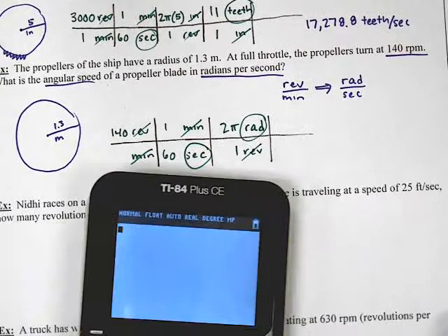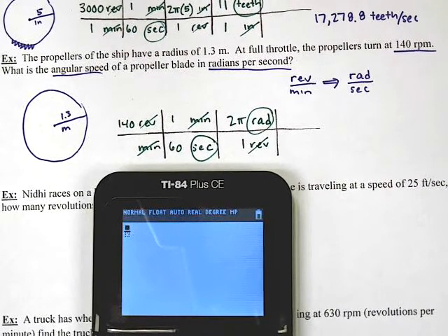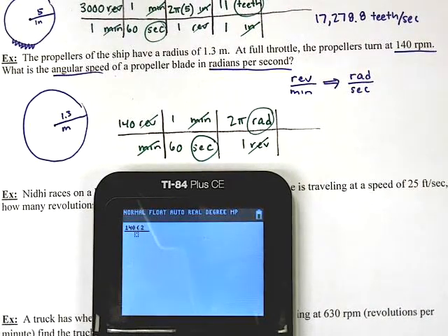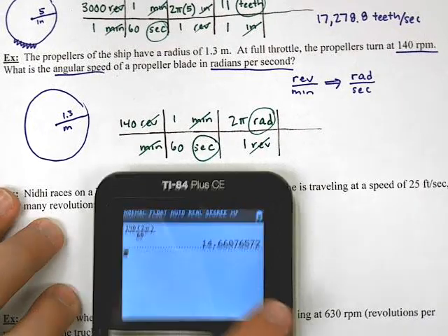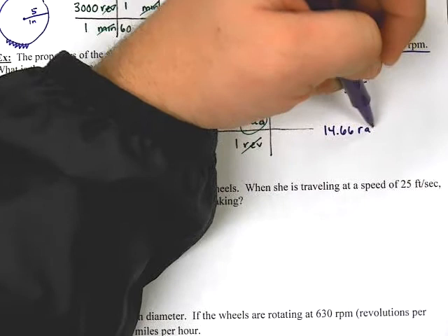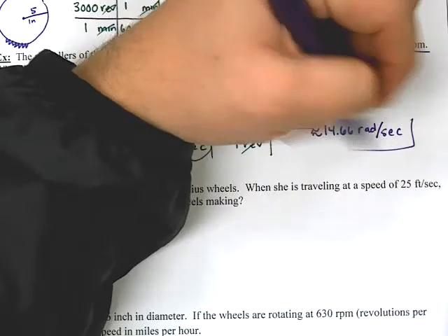Let's slide this up. Let's get to our calculator. Alpha y equals. Alright, we have 140 in the numerator. We have 1, I don't care about that. I have 2 pi. And then down in the denominator, I just have a 60. So we are good to hit enter. 14.66. Are we okay with that? 14.66 radians per second. And let me box that.